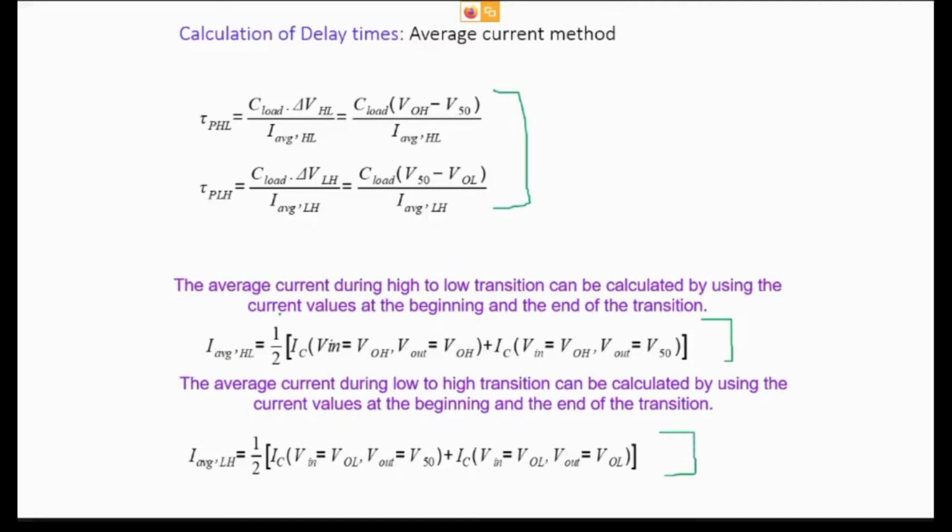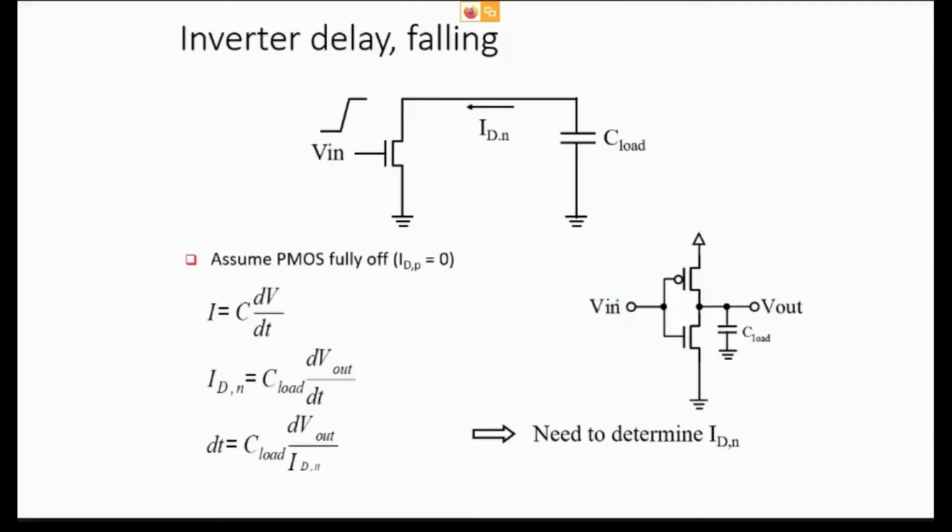So we have already discussed this. The average current during the high to low transition can be calculated by using the current values at the beginning and the end of the transition. So this does not serve our purpose because the calculation might have some problems. To get rid of that, we look for another methodology called the differential method.